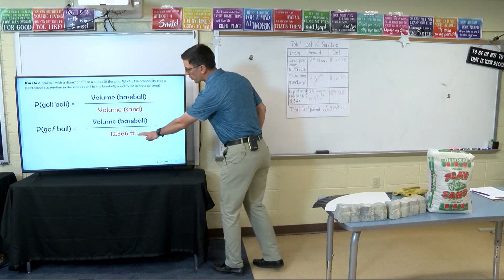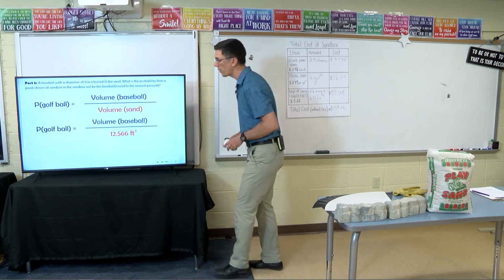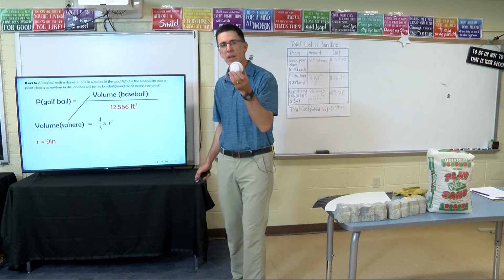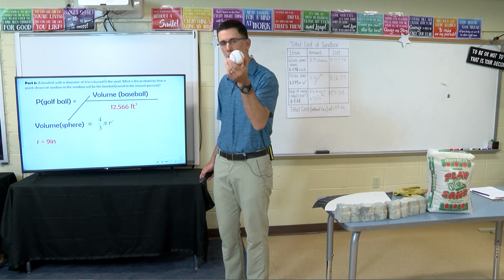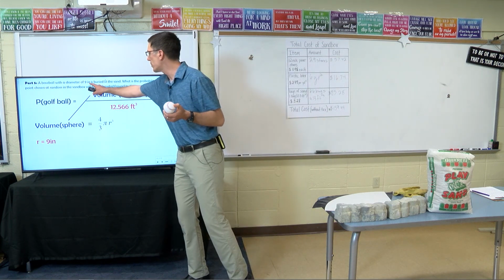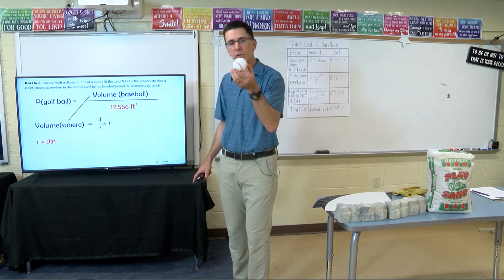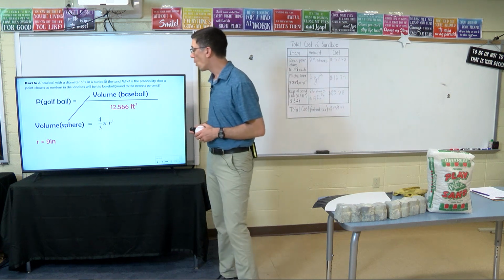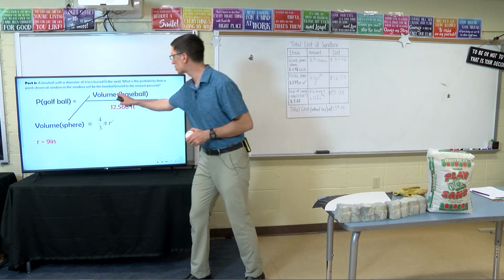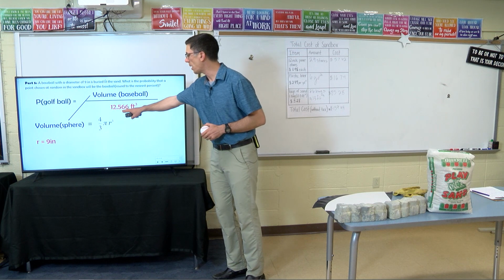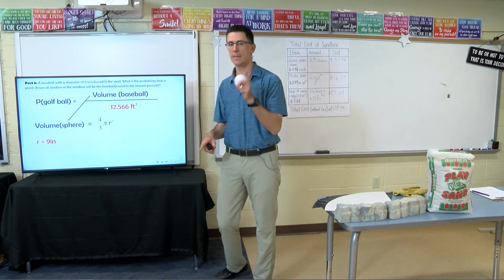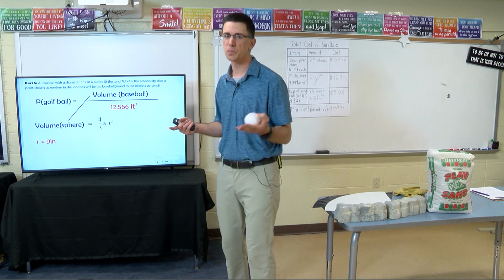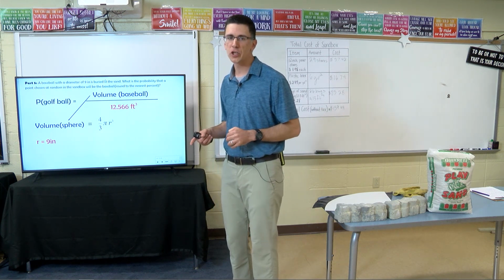Now we recall that the volume of the sand is 12.566 cubic feet. Remember this baseball has a diameter of 9 inches and its radius is 4.5 inches. So we want to find the volume of the sphere, volume of the baseball, divided by the volume of the sand. Now, remember what the volume formula for a sphere is: 4/3 pi r cubed, or 4 pi r cubed divided by 3.